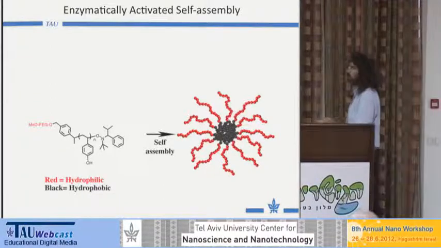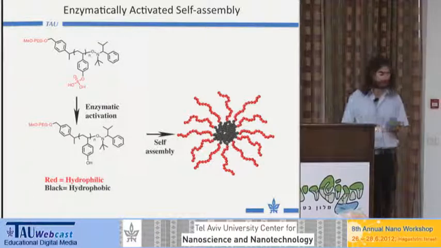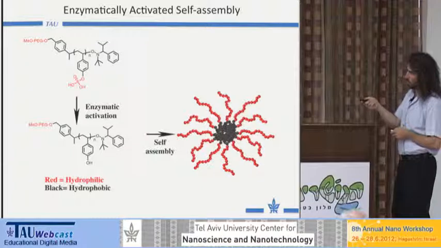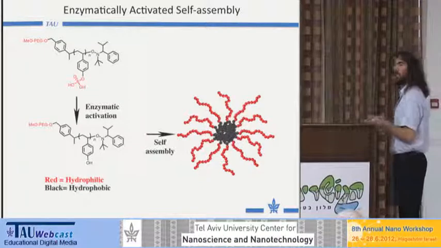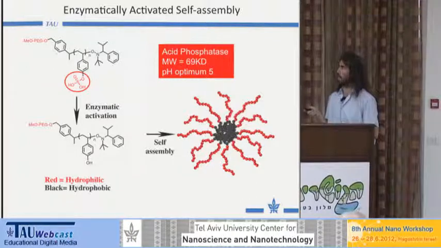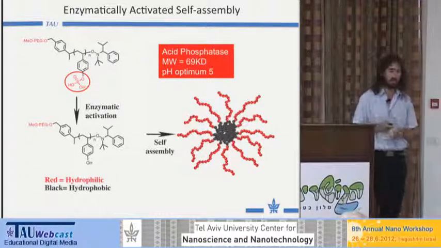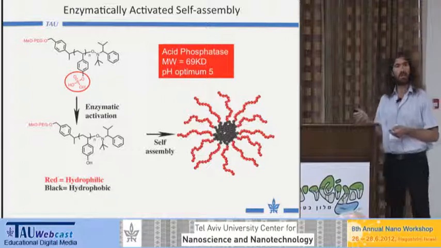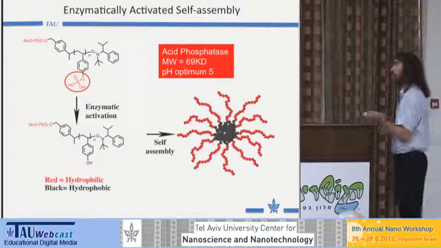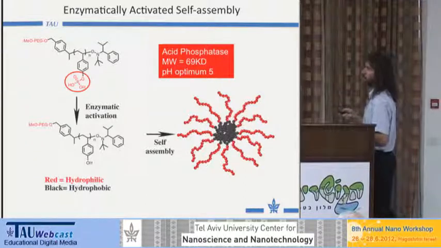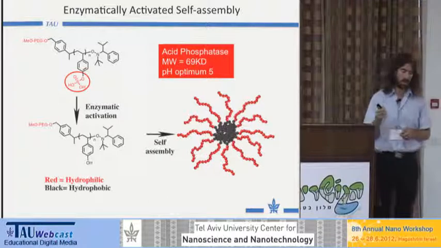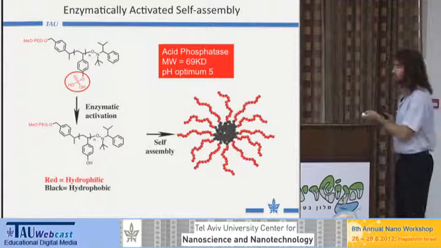Now, what I'm going to show you wasn't the first try, but it was the smart, successful one. So we chose to use this phosphate group. This phosphate group can potentially be cleaved by an enzyme such as acid phosphatase, which works at a pH optimum of 5. And at pH 5, this phosphate group should also be charged, hopefully giving our styrenic backbone enough hydrophilicity to make it water soluble.